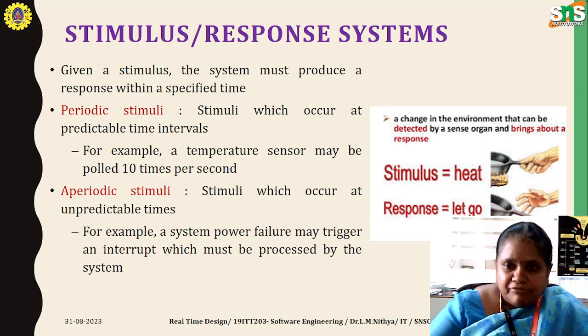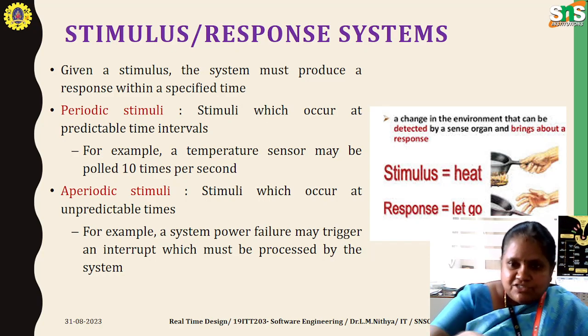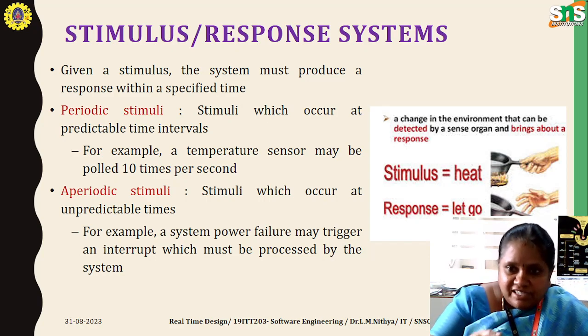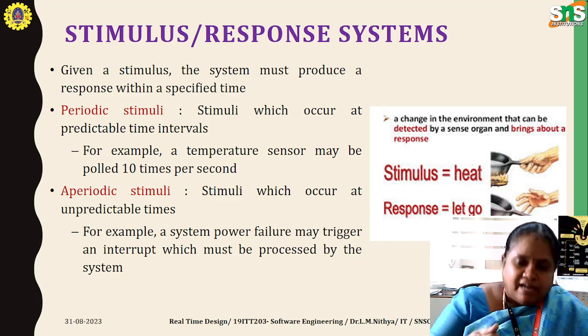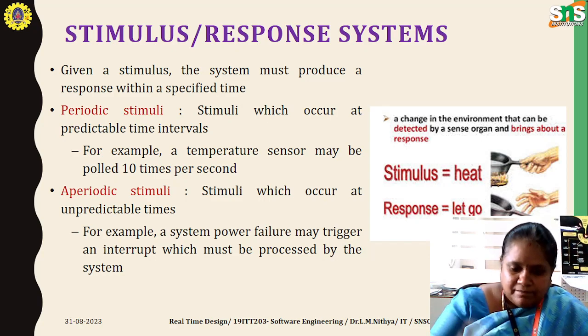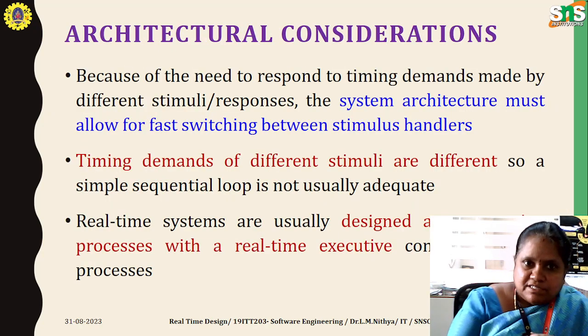Say for example, if we touch a hot pan with a metal handle, the stimulus is the heat in the handle, but the response is we leave the handle. Am I right? We touch it and we feel the heat, we leave the handle. That is the response. Stimulus is the heat and response is the action which we have performed, that is leaving the handle. So that is a stimuli and response system.